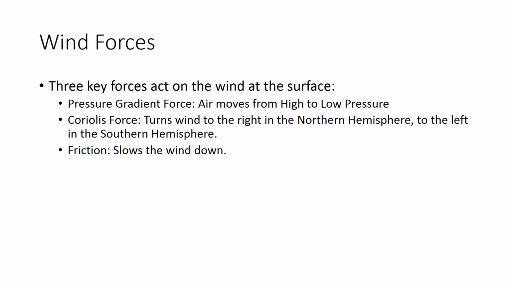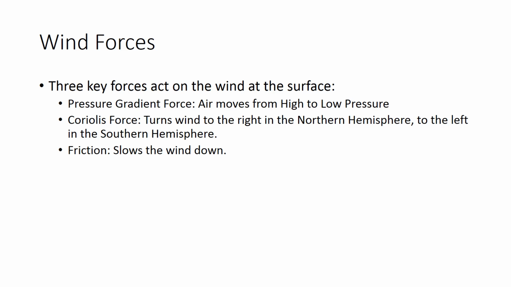Now, when talking about winds on the surface of the Earth, and in the next activity we'll talk about upper level winds, near the surface of the Earth there are 3 key forces that act on the wind. The first is called the pressure gradient force, and that's caused by differences in pressure. All that high pressure, low pressure stuff we've talked about before is important because the pressure gradient force actually is what kicks off wind.